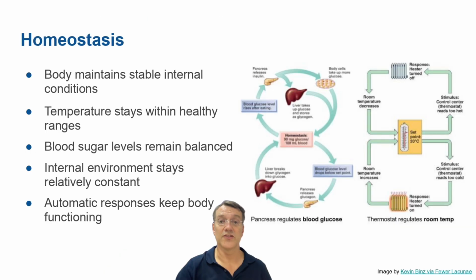Homeostasis is your body's ability to maintain stable internal conditions. Think of it like your body's internal thermostat and control center working together. Your temperature stays within healthy ranges, around 37 degrees Celsius or 98.6 degrees Fahrenheit. Your blood sugar levels remain balanced even after you eat. Your internal environment stays relatively constant through automatic responses that keep your body functioning properly. Notice how the pancreas regulates blood glucose and how a thermostat regulates room temperature. Both of them use similar feedback mechanisms.